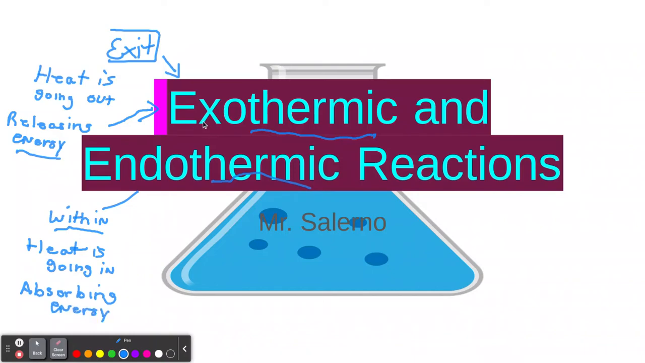So let's take a minute and look at this to make sure we understand. So exo, think of that exit sign. Heat is going out, releasing energy. And endothermic, heat is going in, absorbing energy. Let's look at examples here.